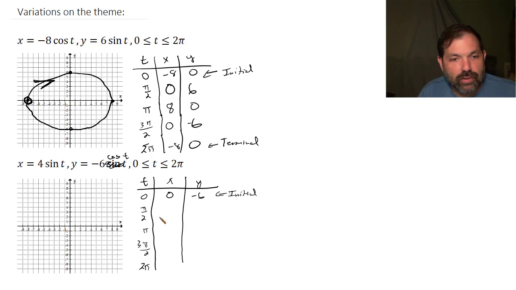Alright, at pi over 2, the sine of pi over 2 is 1. So this would give me 4. The cosine of pi over 2 is 0. 4, 0. Alright, I can probably figure out the rest just from that. I've got 0, negative 6. That's my initial point. And then it's tracing in this direction to 4, 0. Then it's going to go to 0, 6, negative 4, 0, and then back to my starting point at 0, negative 6. And let's show the rotation, the tracing.